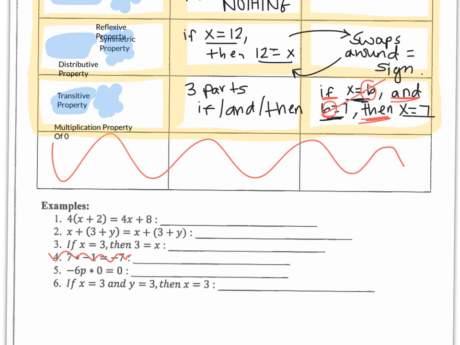So we look at number 1. 4 times the quantity of x plus 2 equals 4x plus 8. Notice I start with parentheses, and then I get rid of them. That's the distributive property. Number 2: x plus 3 plus y equals x plus 3 plus y. Did anything change? No. So, reflexive property. The pointless property. Woo! Number 3. If x equals 3, then 3 equals x. Notice what's happening with x and 3. They're swapping around an equal sign, so it's the symmetric property.